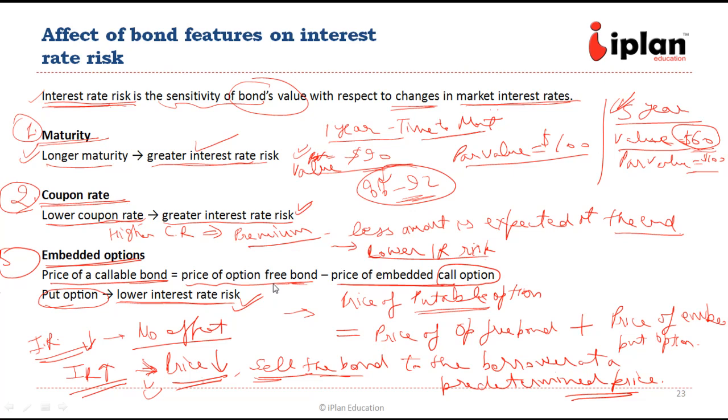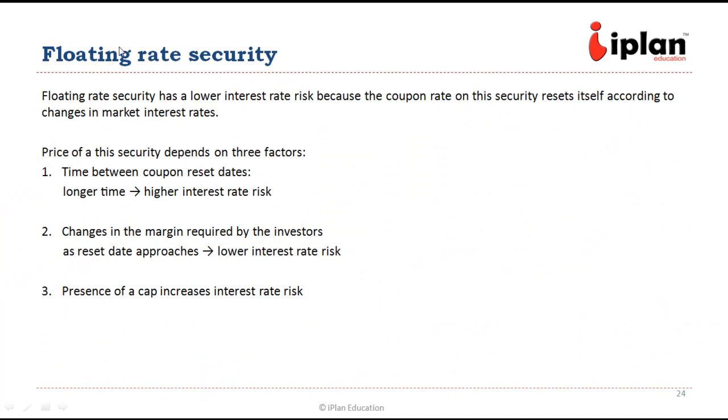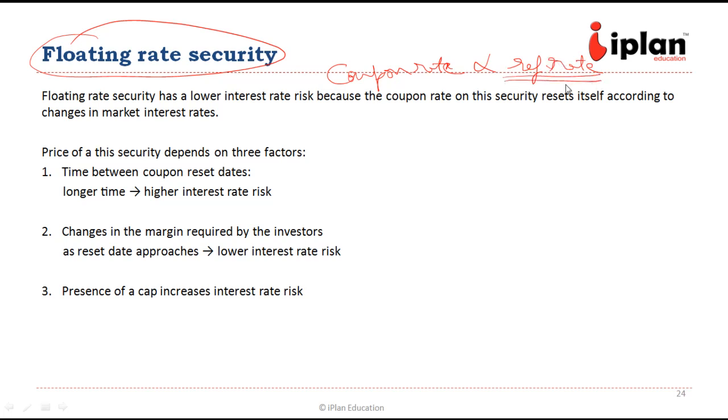Now let us take the case of floating rate security. As we know, for the floating rate security, the coupon rate is tied to a reference rate. So it keeps varying, because of which the par value of the bond remains the same as the value of the bond.